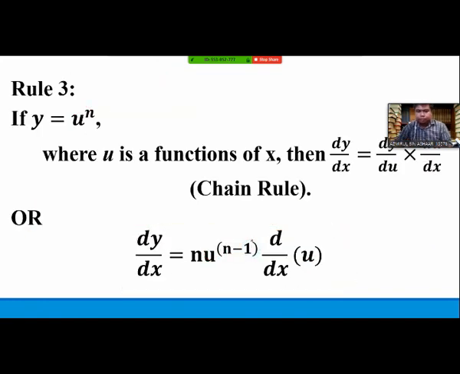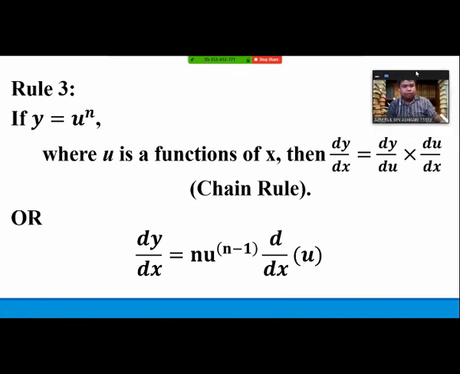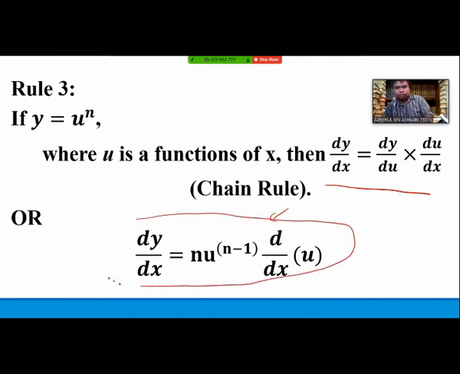The third rule is the chain rule. dy per dx equals dy per du multiplied with du per dx. Or you can just use this one. You have y equal to u power of n, so you move this n to the front, it becomes nu power of n minus 1. But again, you differentiate u, the inside only, after that.